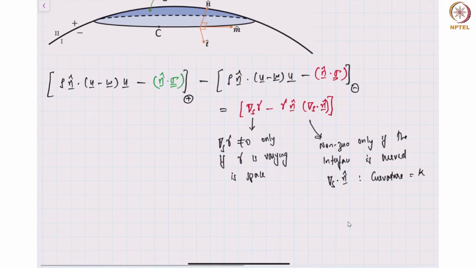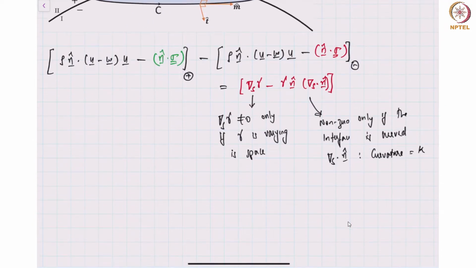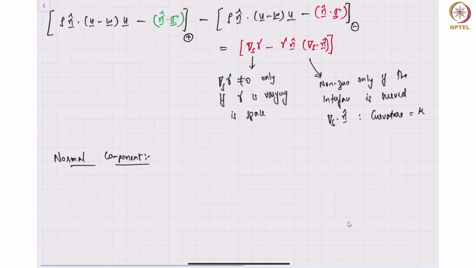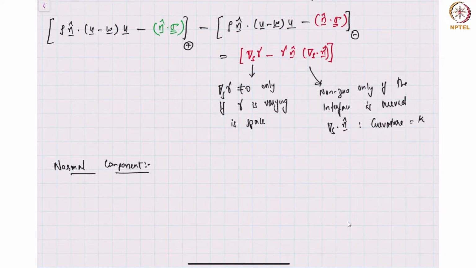So notice that this equation is actually a vector equation. What we want to do in today's lecture is to separate individual components of this equation, a normal component and a tangential component. So I want to start by writing down the normal component. So there are a few things to keep in mind.